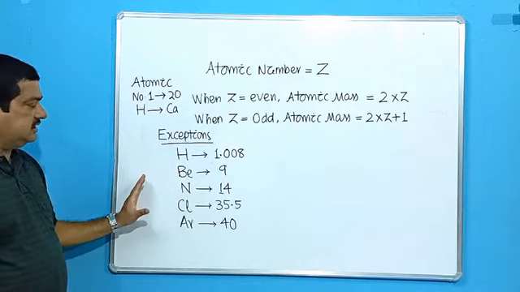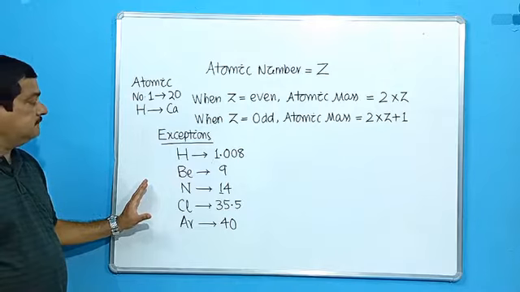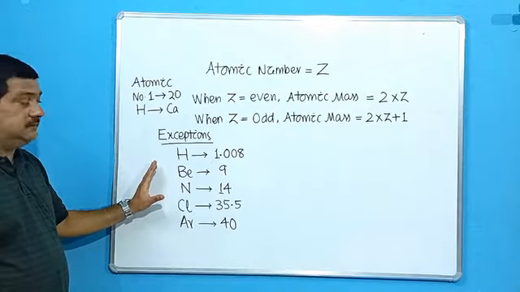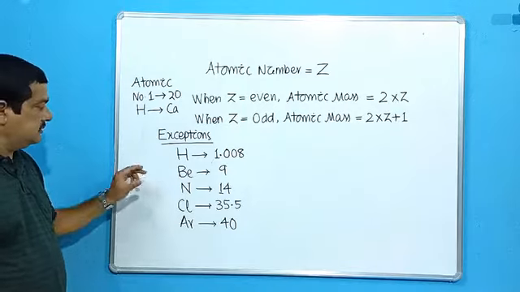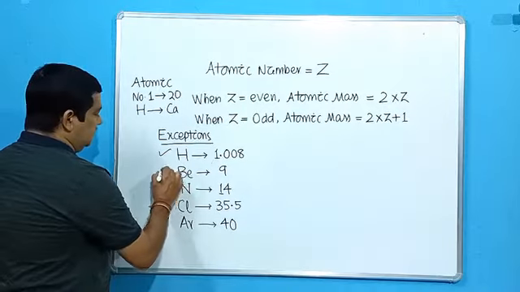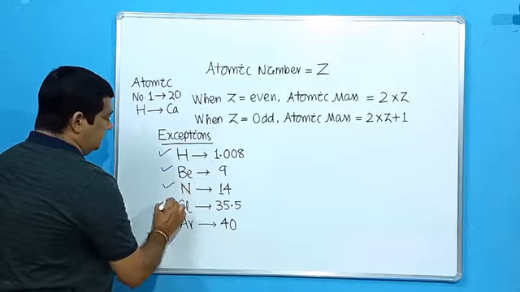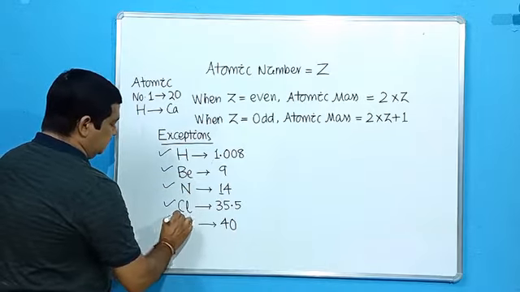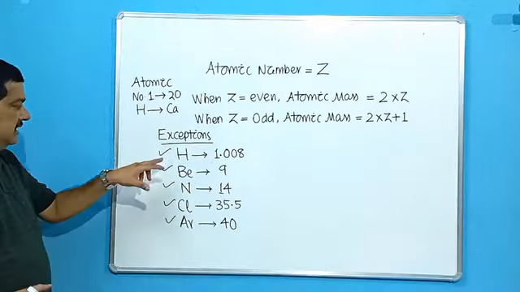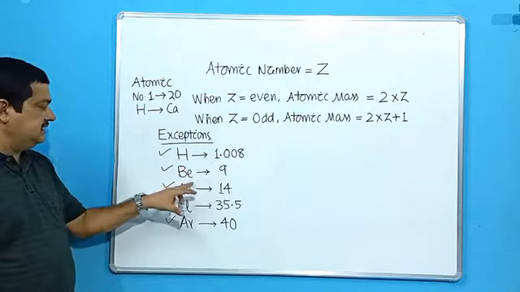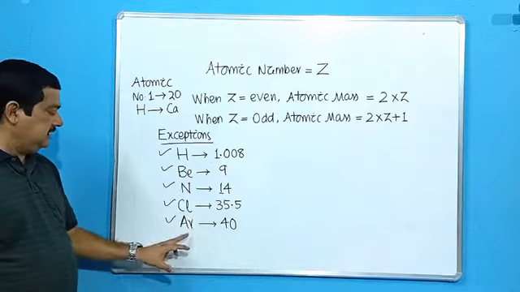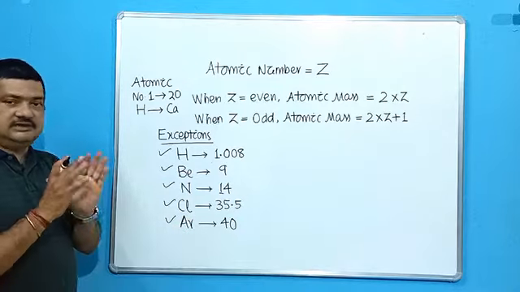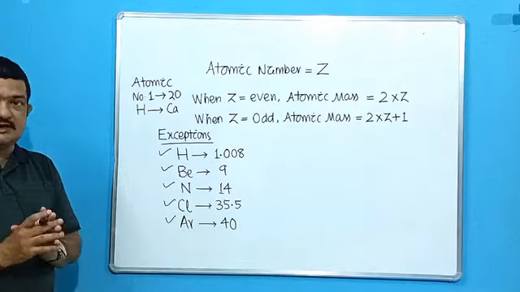Okay, so this is all about the trick to remember the atomic mass of elements from 1 to 20, and these are the exceptions which you have to remember. That is hydrogen, beryllium, nitrogen, chlorine and argon. Only you have to remember these 5. Hydrogen is 1.008, beryllium is 9, nitrogen is 14, chlorine is 35.5 and argon is 40. Okay, so this is a trick. Again I am telling this is a trick, not any formula.